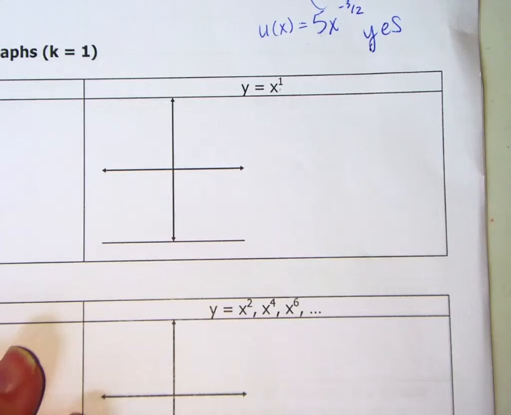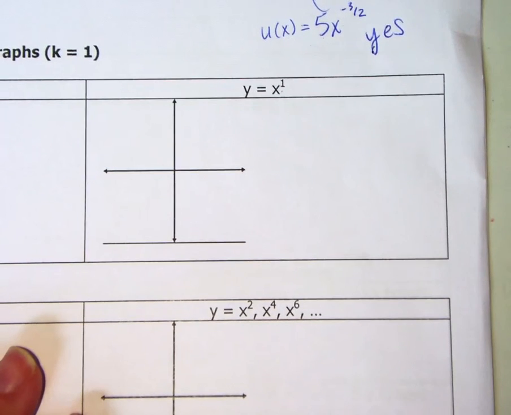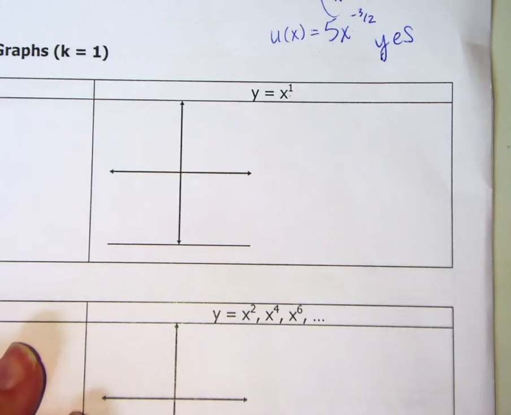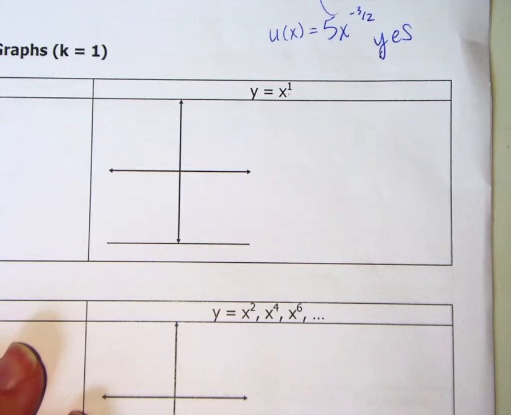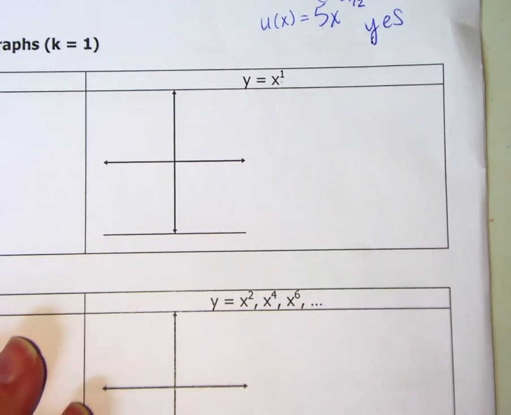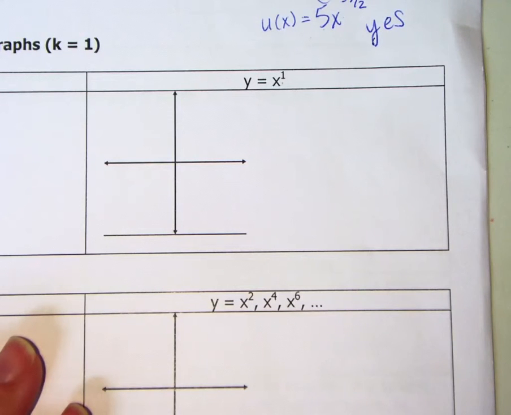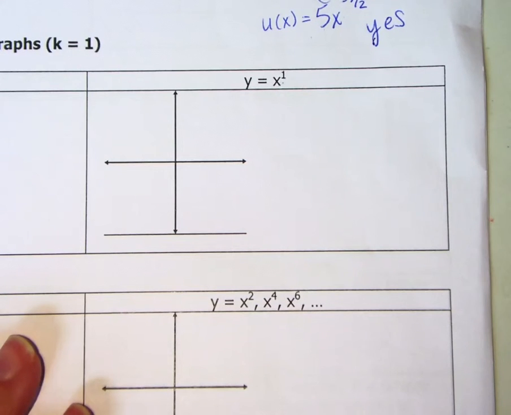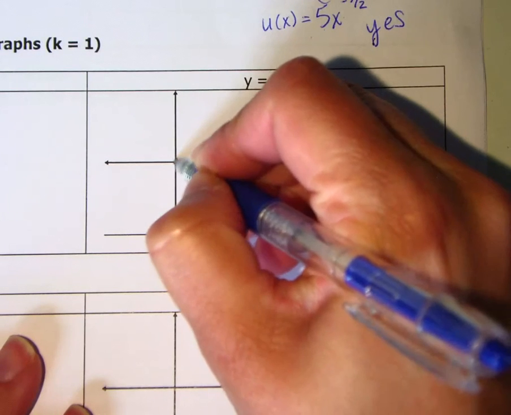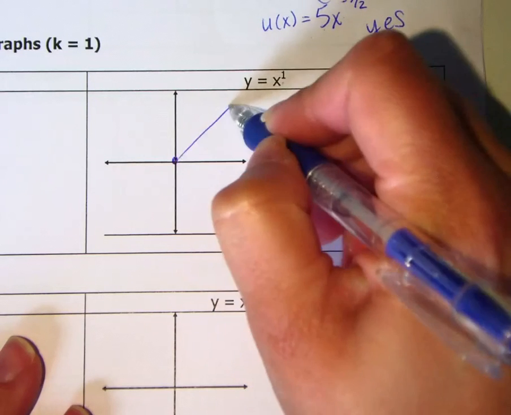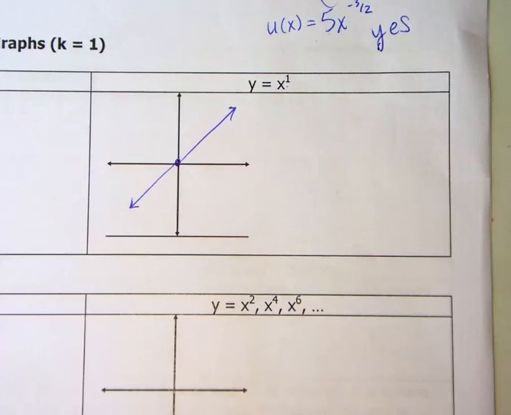Y equals x to the first. Come on, people. You were in middle school, right? You somehow got here. What does the graph of y equals x look like? It's a linear function. What's the y-intercept? The y-intercept is 0. What's the slope? Okay, come on now. Don't make this too hard, okay?